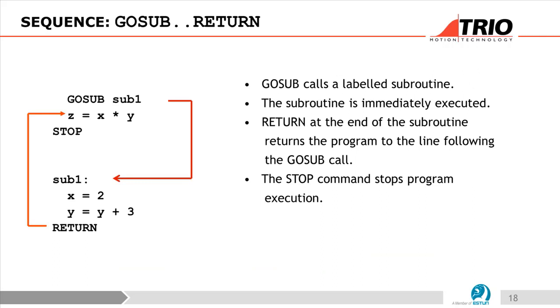So gosub calls a labeled subroutine. The subroutine is immediately executed, then returns at the end of the subroutine. It will give you the following line, right? And the stop command stops the program execution.